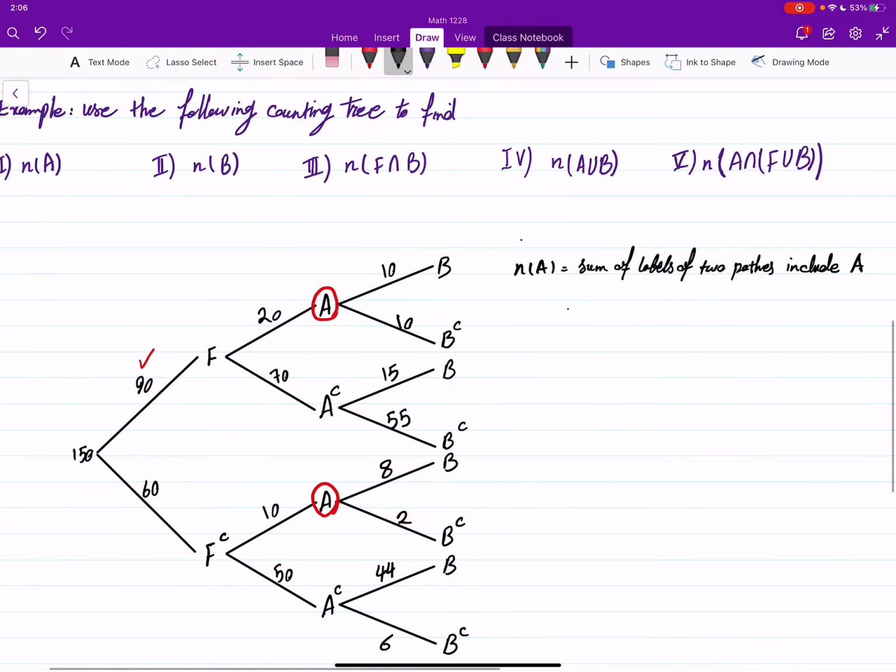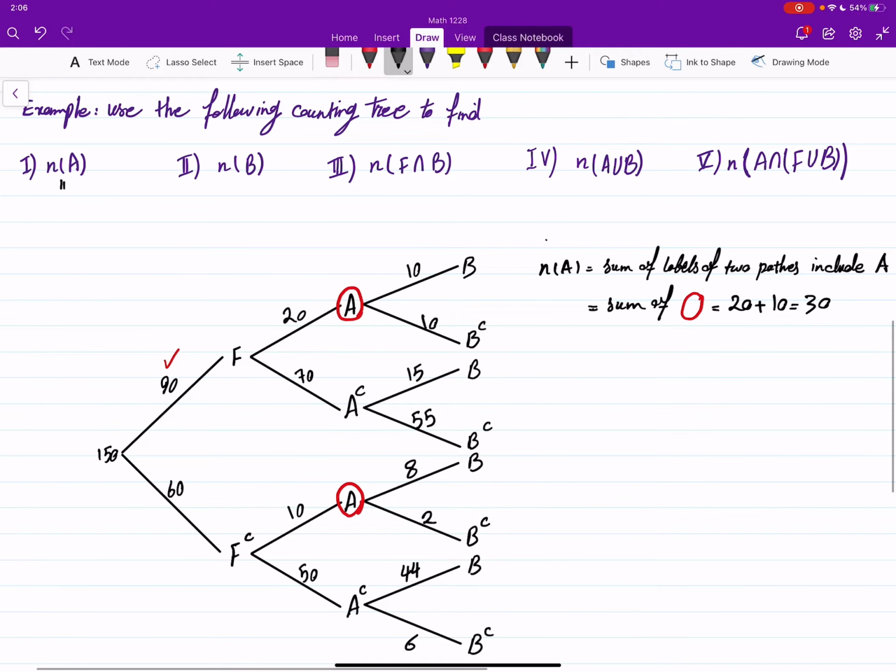So in this case, basically it's the sum of the labels of these guys. I'll try to be consistent with that. The first one gives me 20, the second one gives me 10. Together, this is 30. That's nice. That's the number we were looking for.